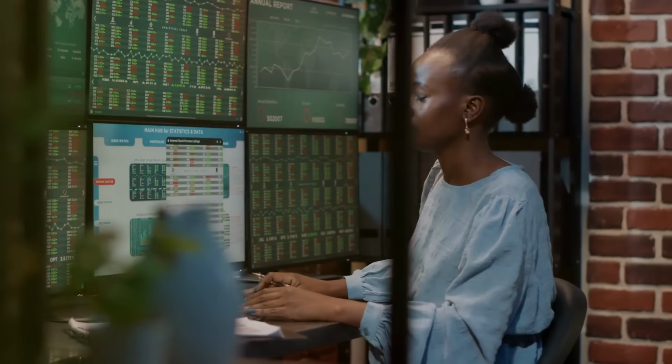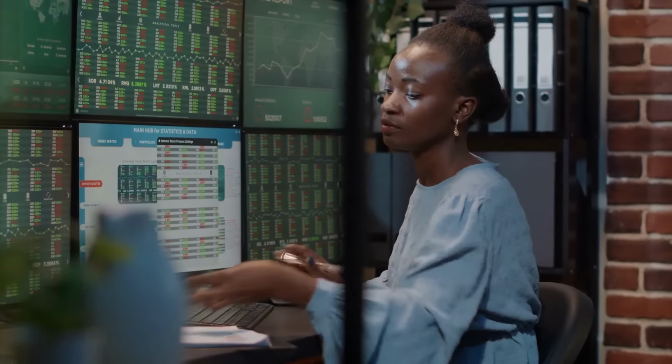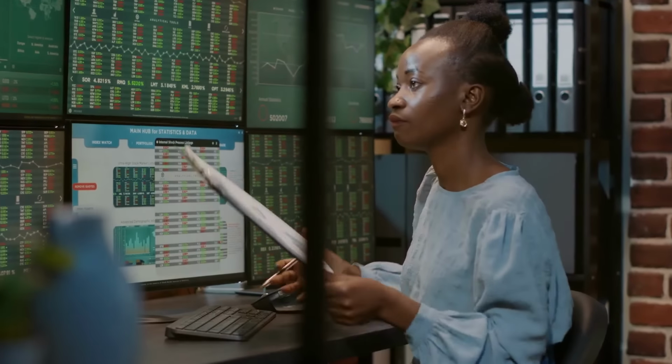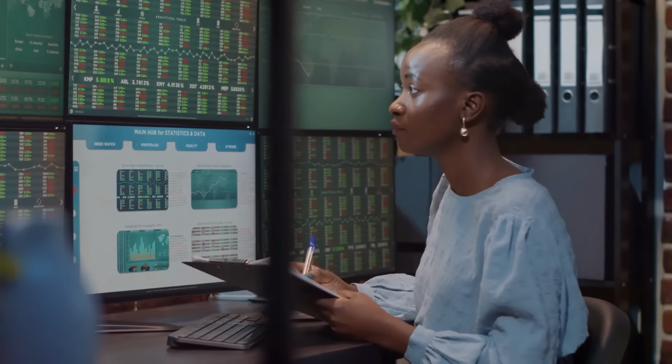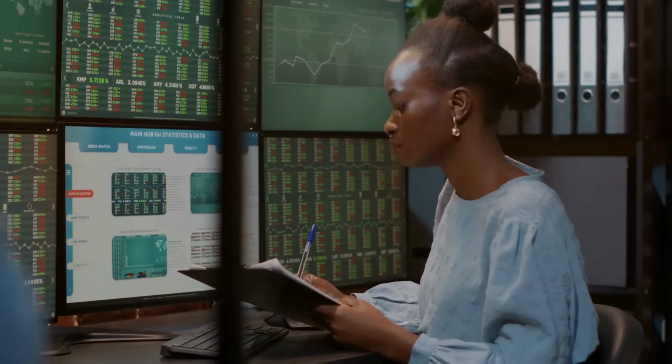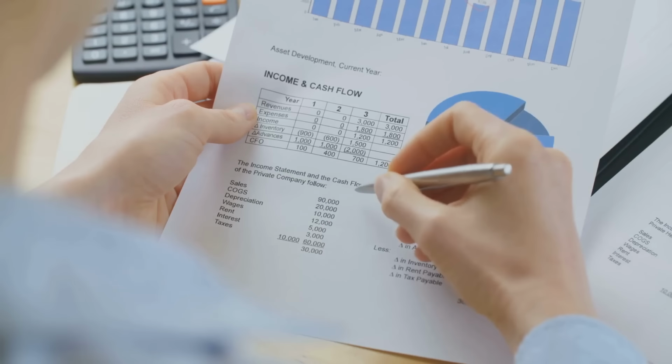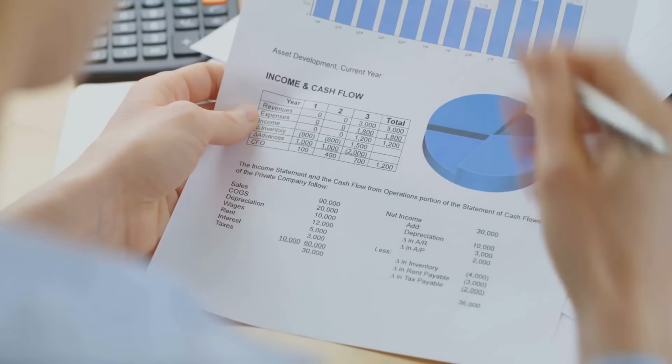Keep in mind that the PE ratio is just one tool among many for evaluating a stock's attractiveness. It should be considered alongside other financial metrics, the company's growth prospects, competitive position, and industry trends to make informed investment decisions. Additionally, different industries and companies may have varying PE ratios based on their characteristics and growth potential.